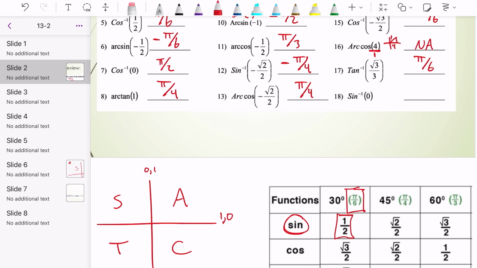Last one would be sine of 0. In this case, keep in mind, whenever we have the sine of 0, the only place where we have that occur would be at 0. Keep in mind, 1, 0, 0, negative 1, 1, 0, and negative 1, 0.